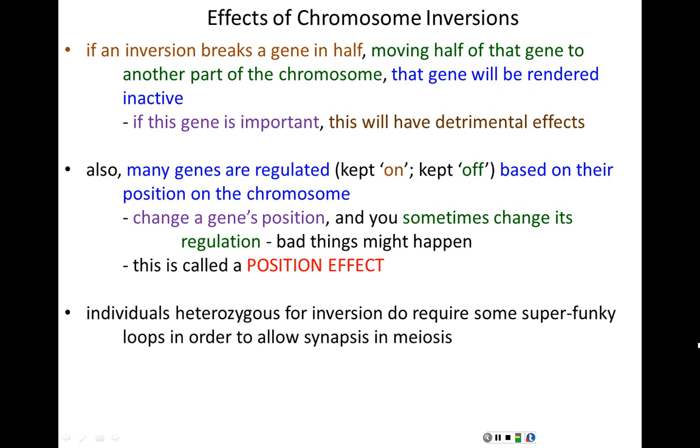This is likely what allowed us to differentiate ourselves from the chimps. Even though our genes are very similar in their sequence, they are quite different in their position, meaning they are quite different in their regulation.